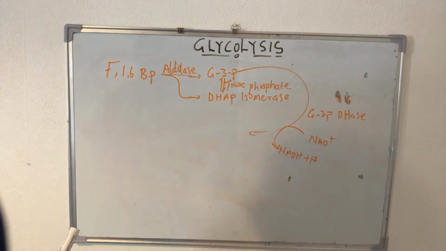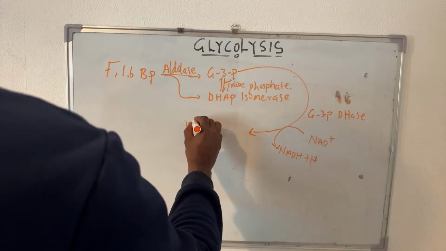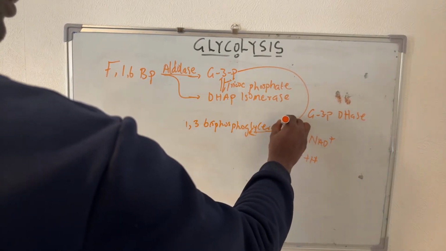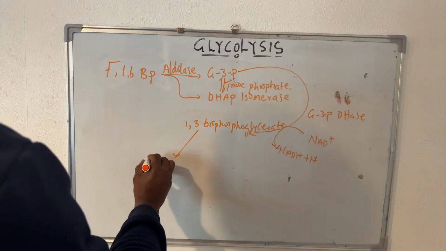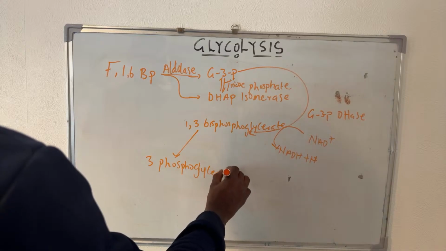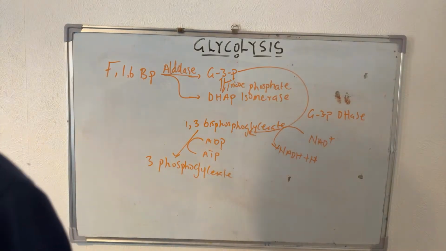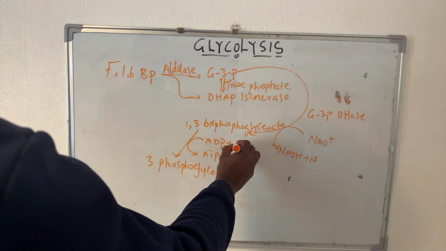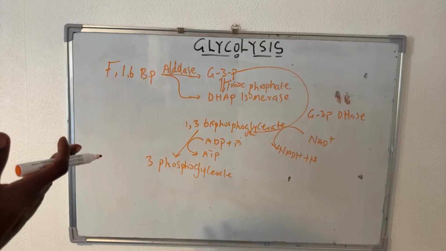I missed a step there. So the product is 1,3-bisphosphoglycerate. 1,3-bisphosphoglycerate will be converted to 3-phosphoglycerate, with ADP converted to ATP, plus Pi. So this is the first production of ATP.